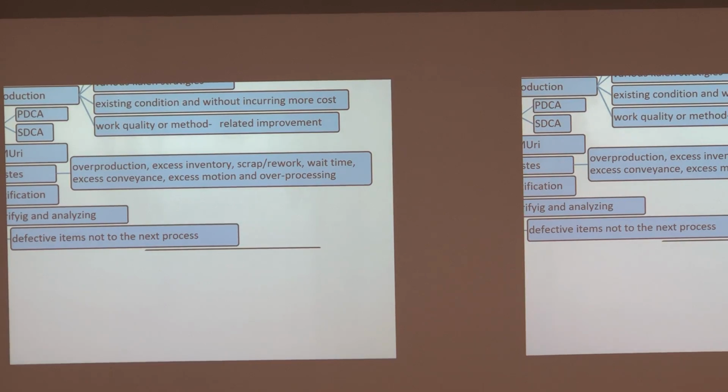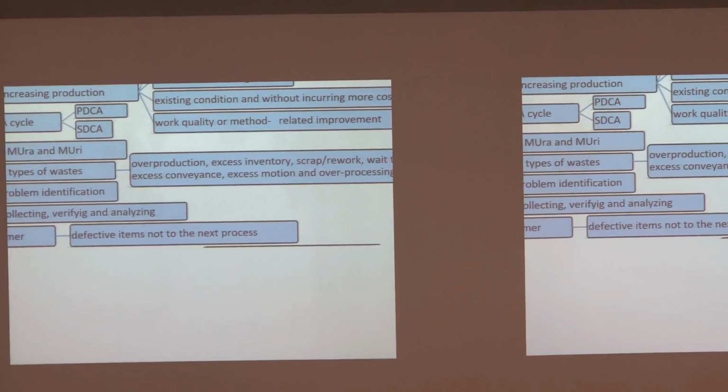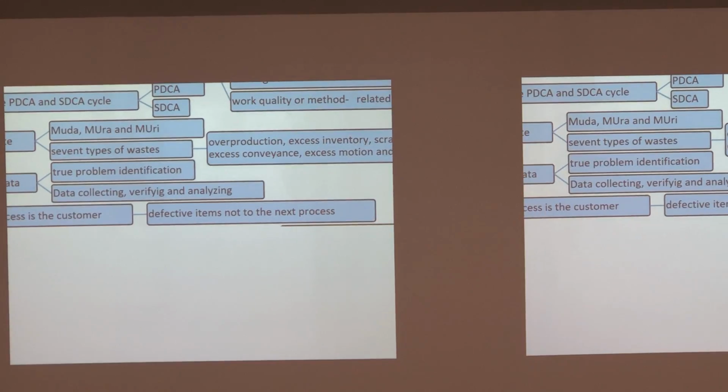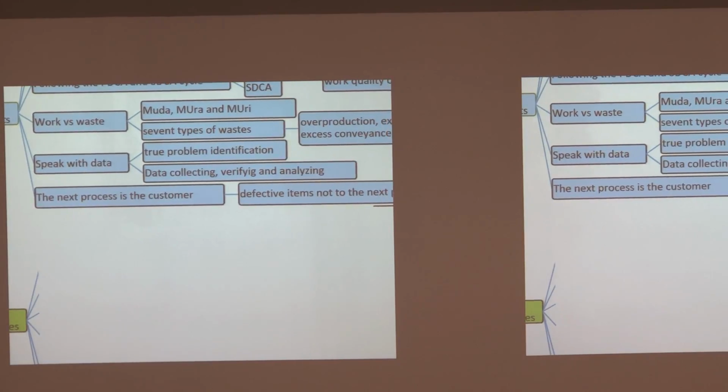Overproduction, what is the meaning? What is the example? And excess inventory, scrap and rework, waiting time, excess conveyance, excess motion, and over-processing. All these, please understand what they mean, and also what is the example. In the lesson, the example has been given. Pay attention to differentiating the different waste types. Okay, later I will repeat again if it's important.